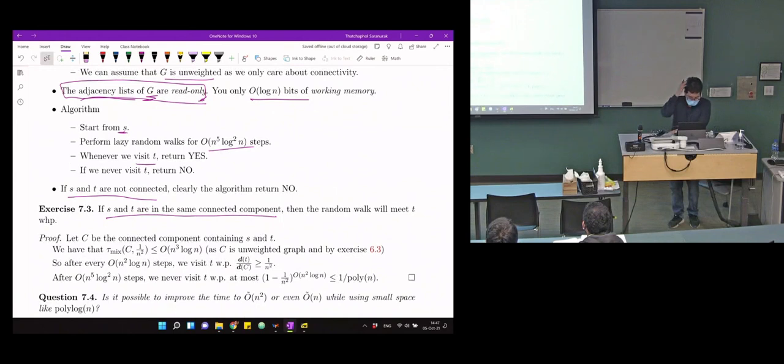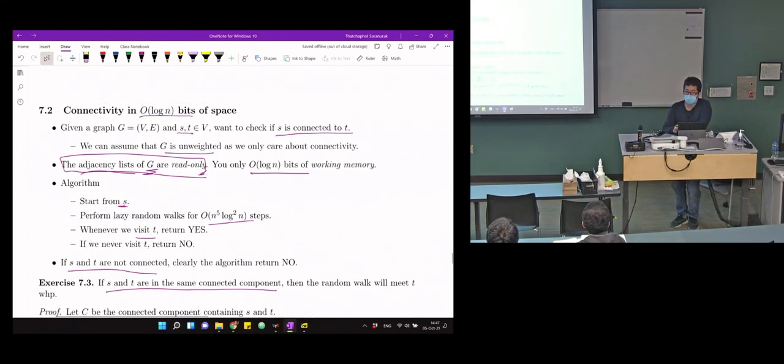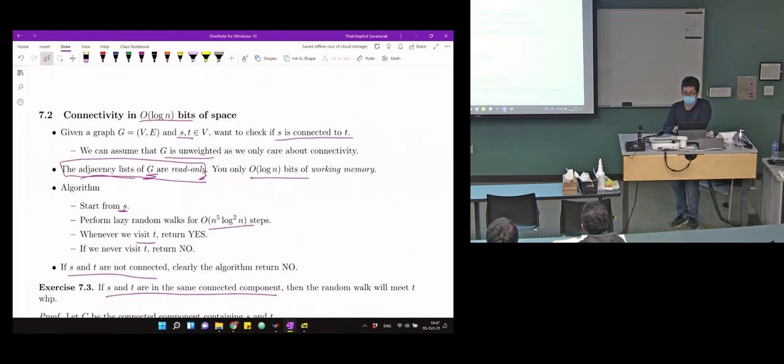Yeah, so this is only for expanders? No, this is for any graph. You can check connectivity in log n bits for any graph, but the time is quite slow.